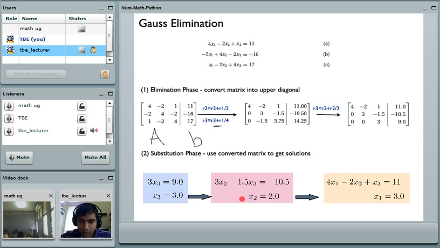And since you know x2 and x3, you can do the same trick here and ask what is x1. So this method, where after you convert the matrix into a triangular form, you substitute and solve this particular thing. This particular phase of the solution is called the substitution phase, where you use the converted matrix to get the solutions. And depending upon what type of elimination we are doing, we have to use two methods.